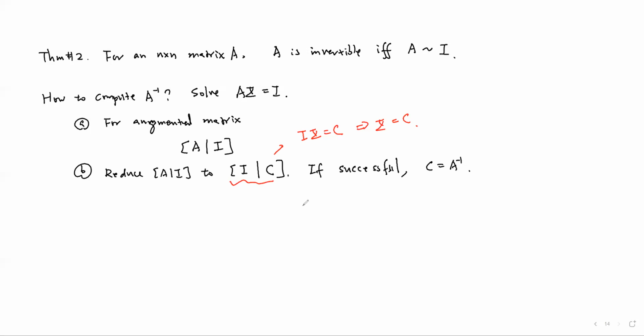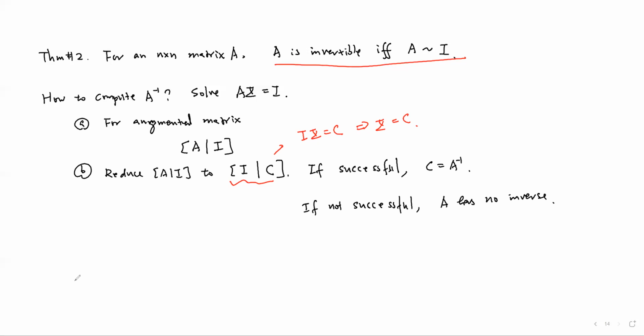If not successful, then A has no inverse. Why? By this theorem, A cannot be reduced to I, so A has no inverse.